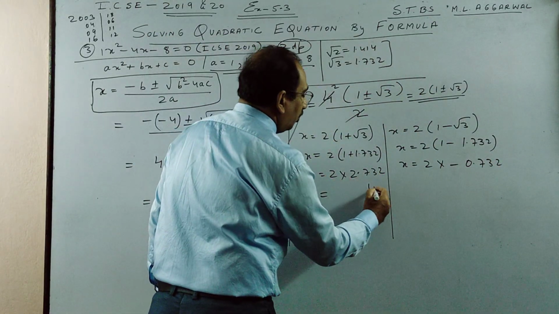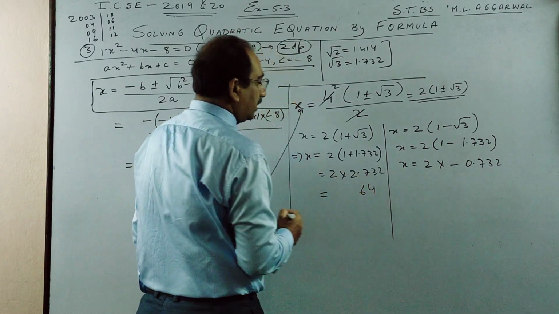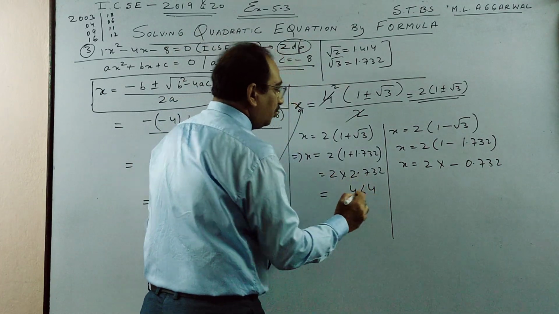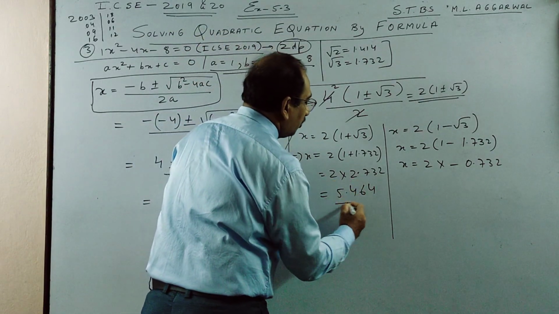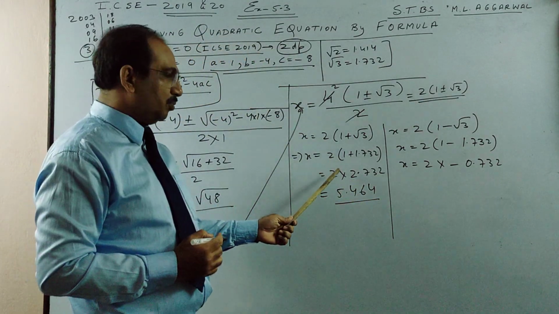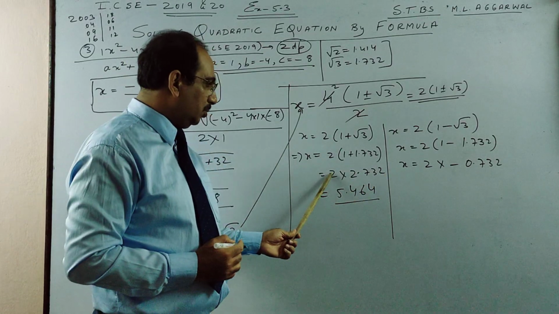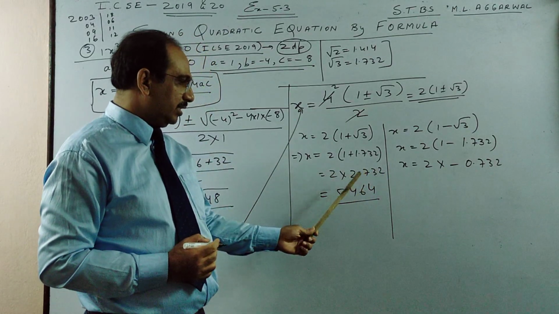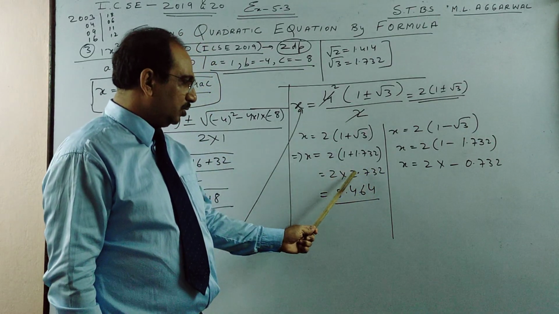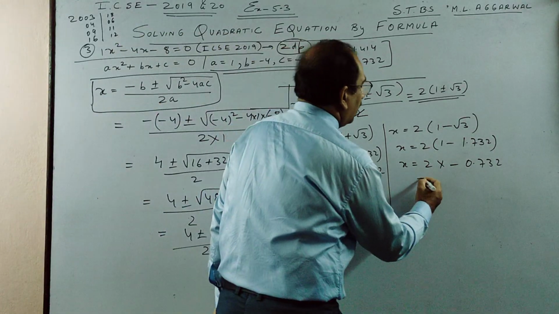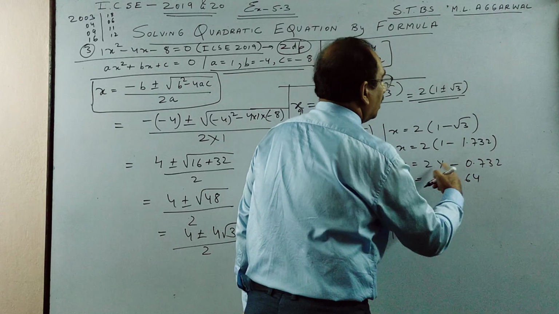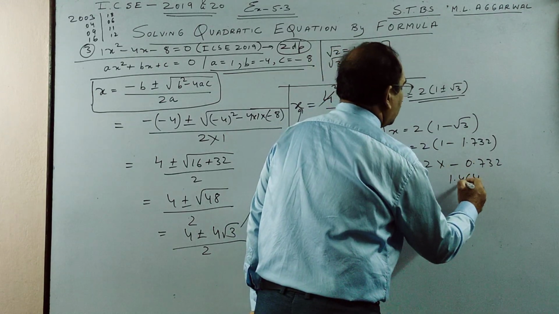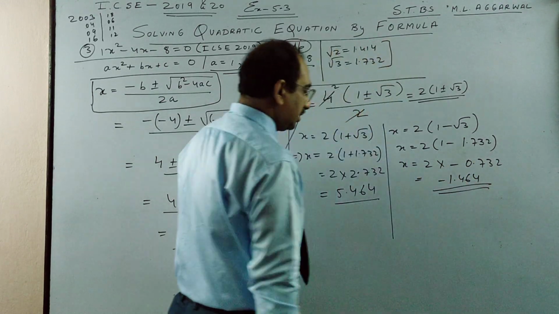2 2s are 4, 2 3s are 6, 2 7s are 14, 1 carried, and this is 2 2s are 4 plus 1, 5. Once more, 2 2s are 4, 2 3s are 6, 2 7s are 14, 1 carried, 2 2s are 4 plus 1, 5. And here I have 2 2s are 4, 2 3s are 6, 2 7s are 14. So this is what we get.